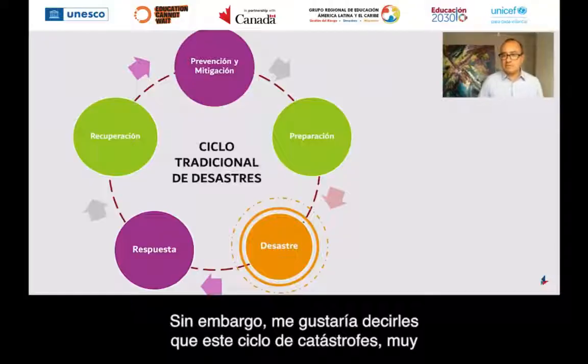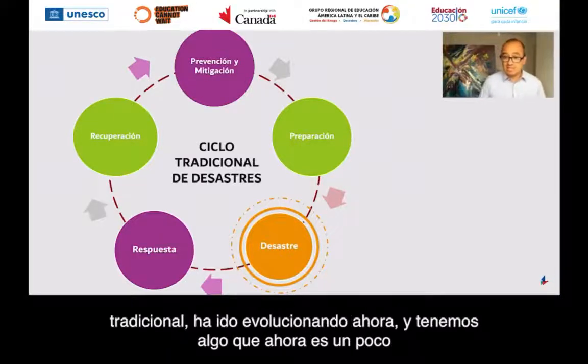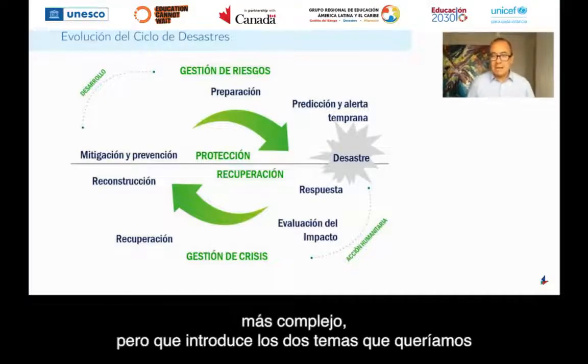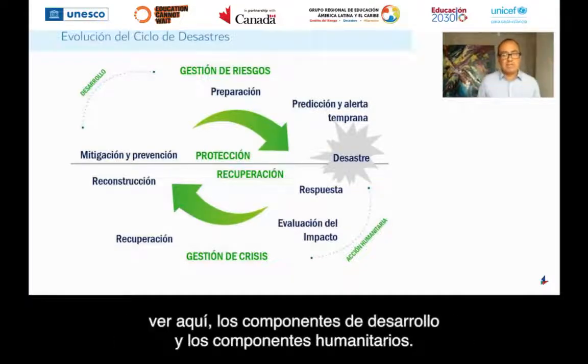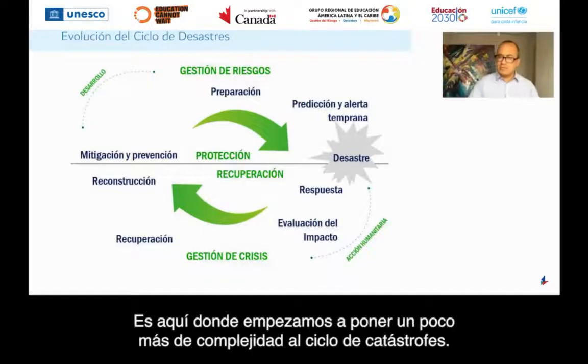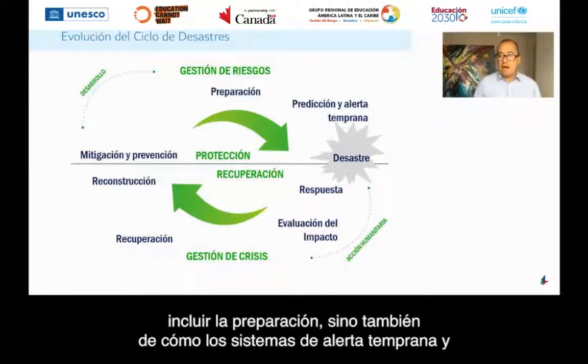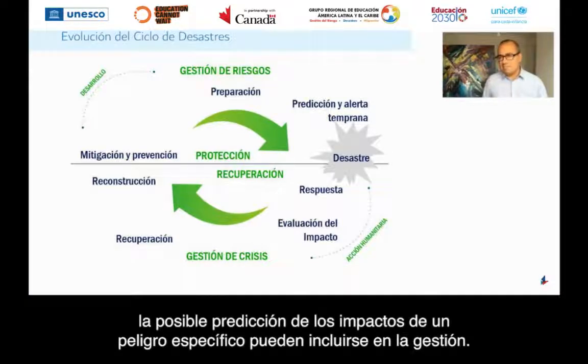Nevertheless, I would like to tell you that this very traditional disaster cycle has been evolving, and now it is a little more complex, introducing the two subjects that we wanted to see here: development components and humanitarian components. Here we start adding more complexity to the disaster cycle, saying that it's not only about mitigation, prevention and preparedness, but also about how early warning systems and possible prediction of specific hazard impacts can be included in the management.